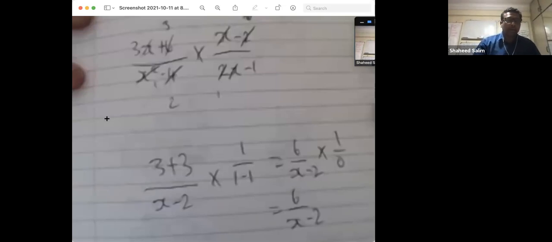So, the starting now. I'm just going to do the starting. You have 3x plus 6. Now you cannot cancel when there's a plus. You can only cancel if it's all the same. Okay, you must be very clear on this.